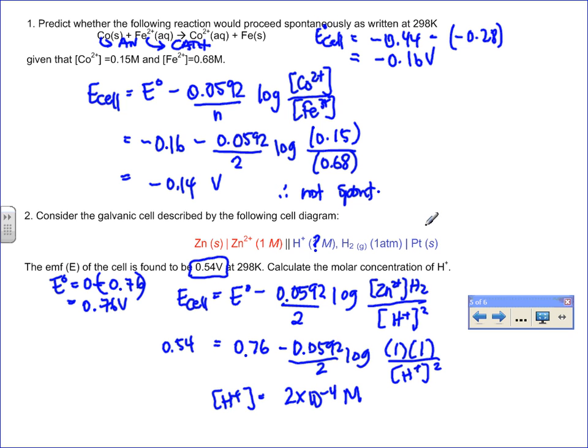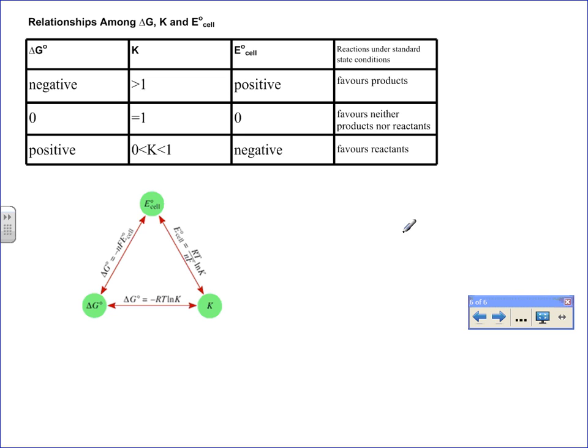So these are a few key relationships. We can see the connection between the E cell, the Gibbs free energy, and the equilibrium constant. It's important to keep in mind which one is spontaneous or favoring the product. So for Gibbs free energy, if it's negative, it'll lead to a positive E cell and a K value that's greater than 1, and all of these go together favoring the products.